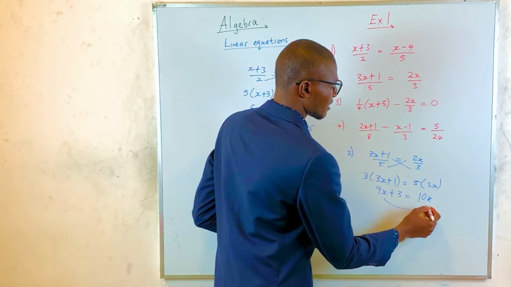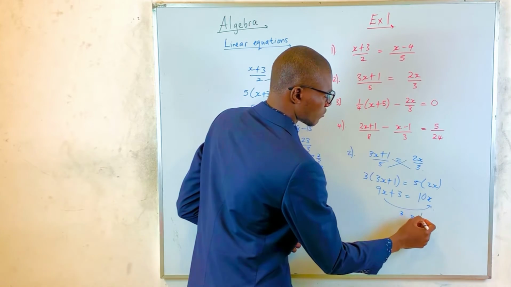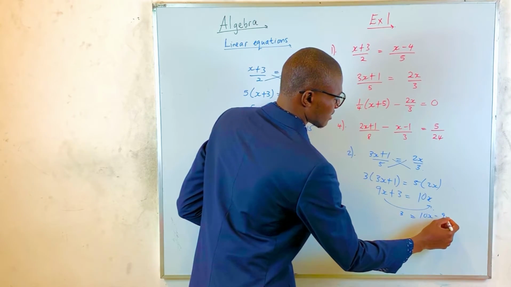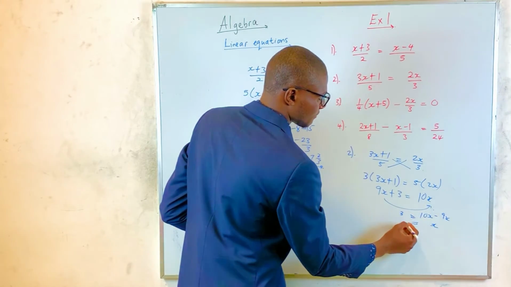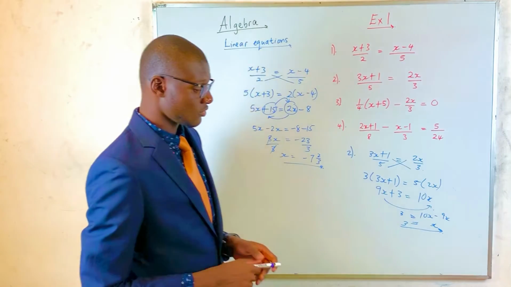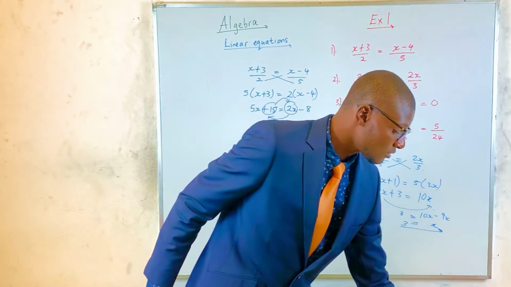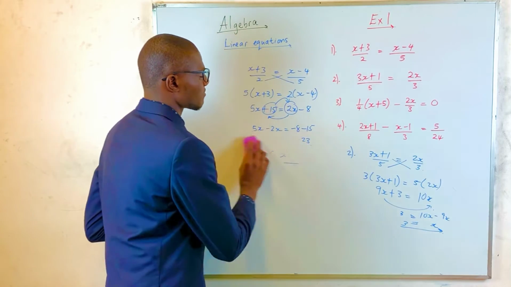So if we take 9x to the right hand side, we now have 3 being equal to 10x minus 9x. And 10x minus 9x is simply equal to x. Right, so x is equal to 3. This is how we solve number 2. Okay, so now let's continue to look at how we solve number 3. Allow me to erase this part here.